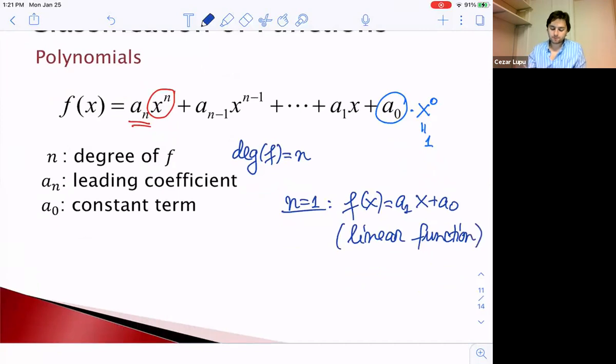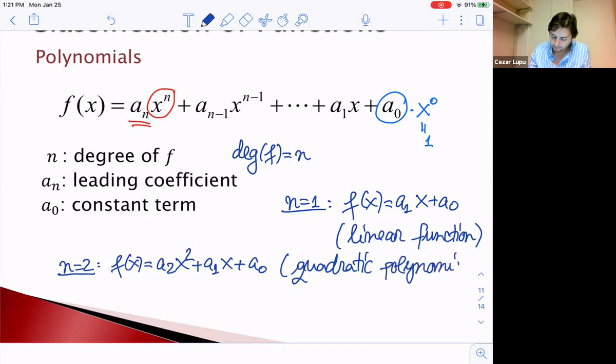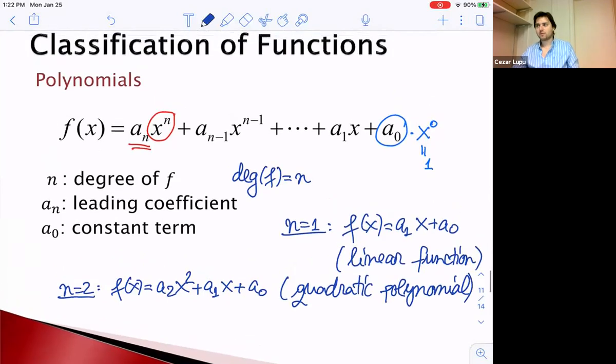What about n equals 2? For n equals 2, we get f of x equals a_2 x squared plus a_1 x plus a_0. So you see, this is a quadratic function, or quadratic polynomial, whatever. And so on. For n equals 3, you get the cubic, and so on. So that's the first class of functions, the polynomials.